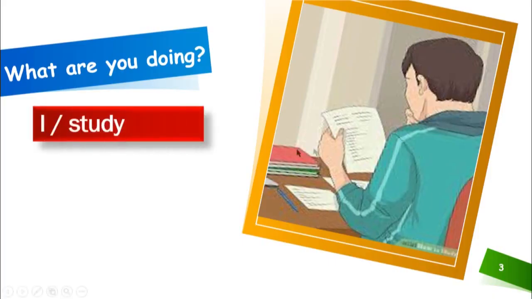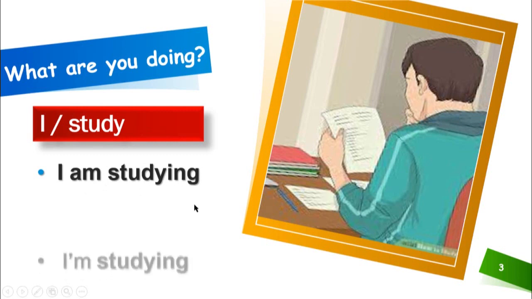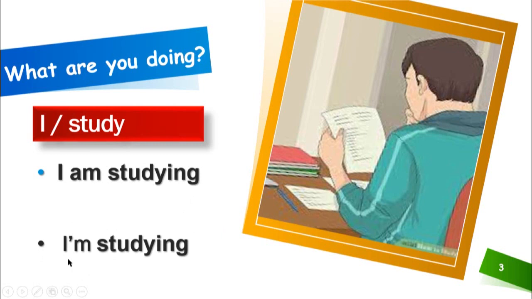In the first example, as you see, I'm asking you, what are you doing? I'm asking you right now. So, you will answer, I am studying. And in a short form, I'm studying. So the short form of I am is I'm studying.